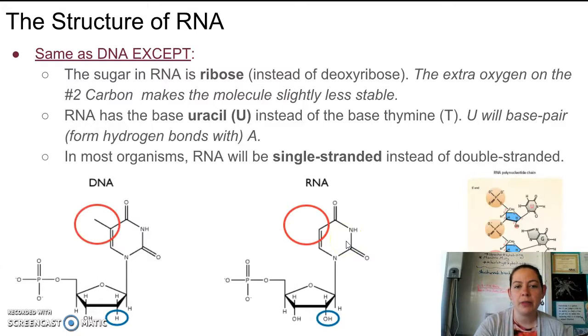So if you're doing complementary base pairing, then in RNA you're going to have a U base pairing with an A instead of a T. And then the number 3 thing is that in most organisms you're going to find RNA as a single-stranded molecule instead of a double-stranded molecule like you find for DNA.